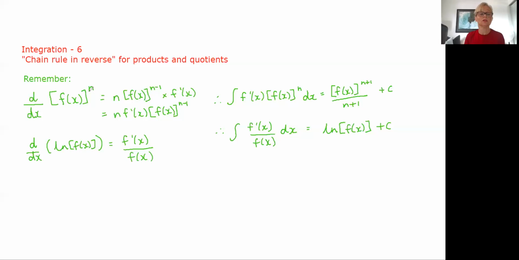Why? Because with our chain rule, bring the index down, decrease it by 1 and multiply by the derivative of that inner function. Same thing here. If we had natural log of a function, you get 1 over that function times the derivative of the function. So most of what we're doing in these examples is recognizing when we have either a product or a quotient that involves a function and its derivative. Let's do some examples and you'll see what I mean.